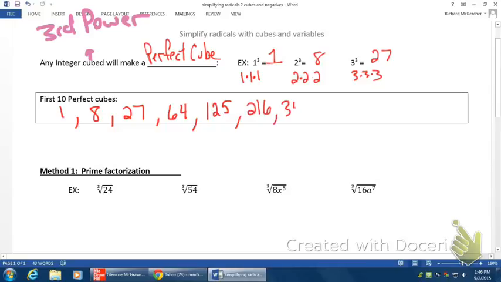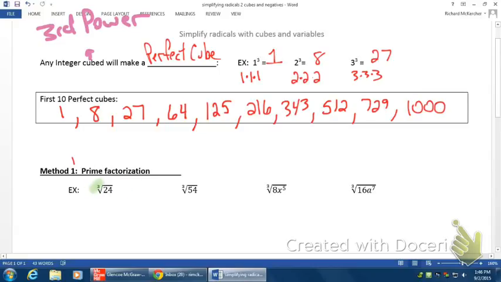Now, the deal with perfect cubes is they're hard to remember, all right? A lot of people have a hard time knowing these. Personally, I know 8 and 27, I recognize 64 and 125, but after that, I don't pay attention to it that much, so we don't have a lot of these memorized. But anyways, we're going to do our simplifying radicals the same way we did yesterday. We're going to do method 1, prime factorization. It works out really well.